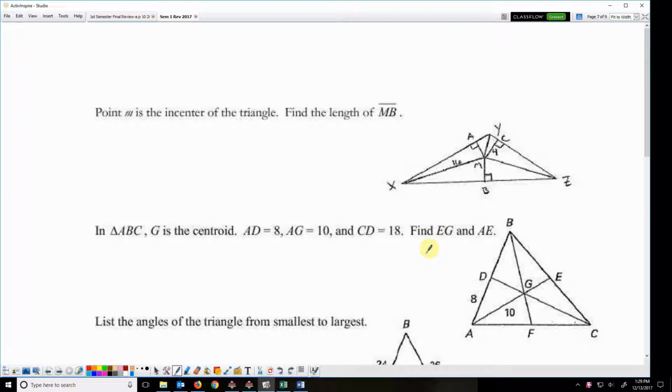So on page 7, we will continue chapter 5. Point M is the in-center. So this right here is the in-center. That is where all of the angle bisectors meet.